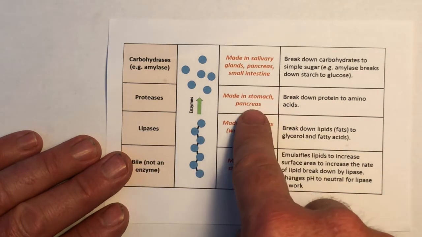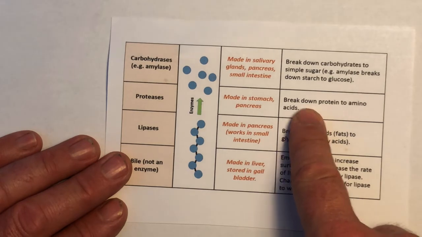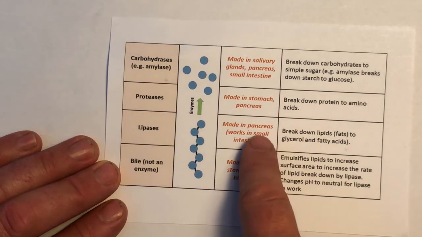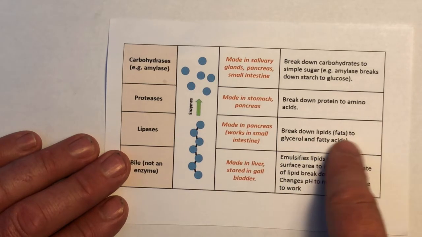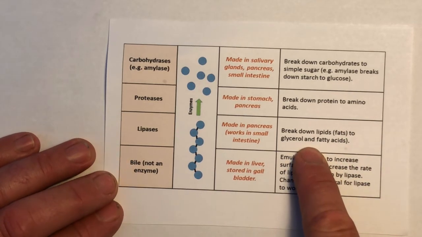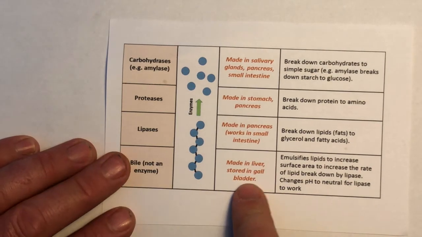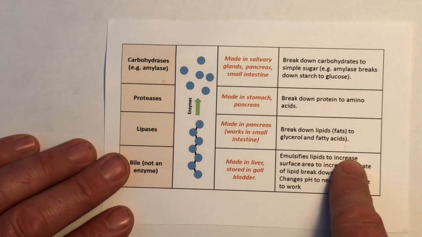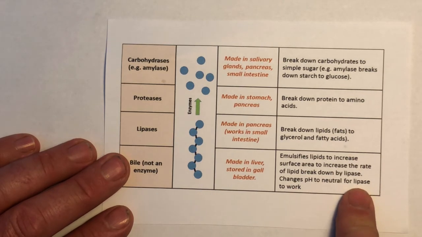Proteases are made in the stomach and the pancreas. They break down proteins to amino acids. Lipases are made in the pancreas, work in the small intestine, and they break down lipids and fats to glycerol and fatty acids. Bile is made in the liver, stored in the gallbladder, and it emulsifies lipids to increase the surface area, and it changes the pH to neutral for lipase to work.